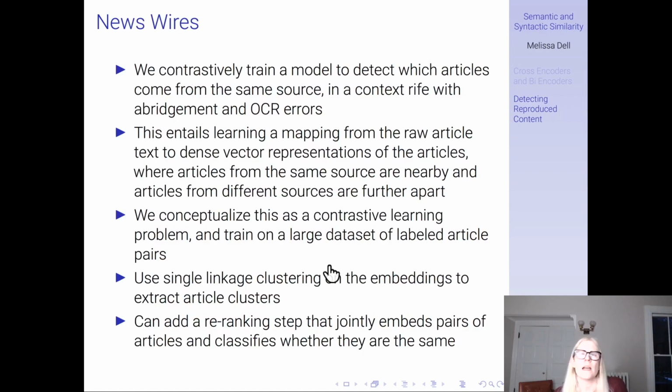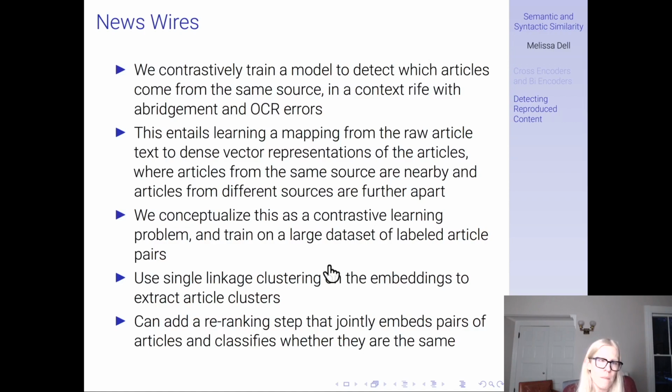And this is a question that's actually of a lot of interest to people in the humanities, and there had been a couple of different Ngram approaches before to try to solve this. But as you'll see, their performance is not that great. And so we want to contrastively train a model to detect which articles came from the same source in this context where there's a lot of abridgment and there's also OCR errors.